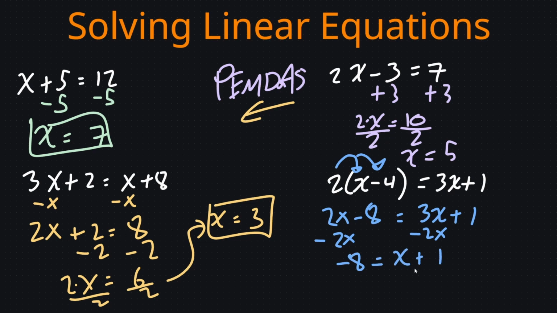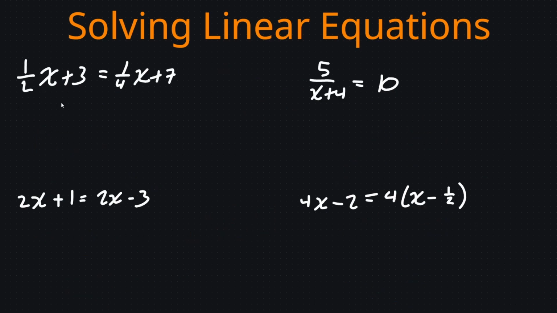Now I need to get x alone. There's only one thing next to it, so I don't have to care about PEMDAS. And so I'm just going to do the opposite of that, whatever operation is happening. The opposite of a plus 1 is a minus 1 to both sides. And in the end, I get that x is equal to negative 9. And that's my answer. Let's try some more challenging problems.